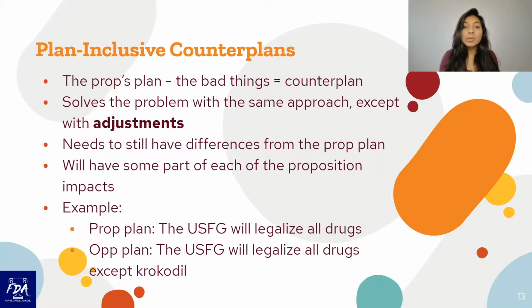So they're going to be able to use a lot of the same impacts as proposition, but then they can add on to it by saying, look, we're not legalizing crocodile because of X, Y, and Z reasons, and these impacts are even more beneficial, and that's a detriment to the proposition's plan. So our side is so much better.